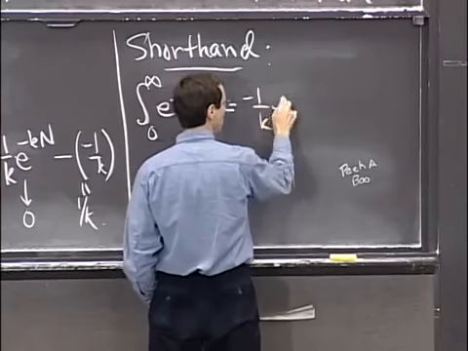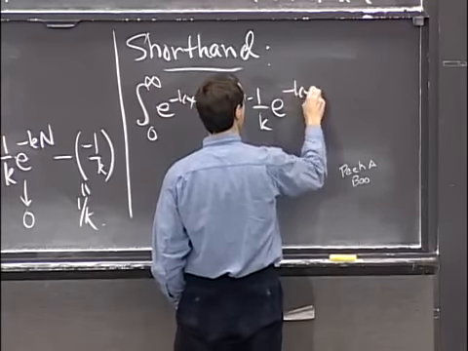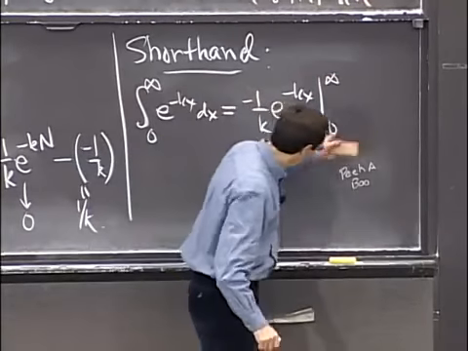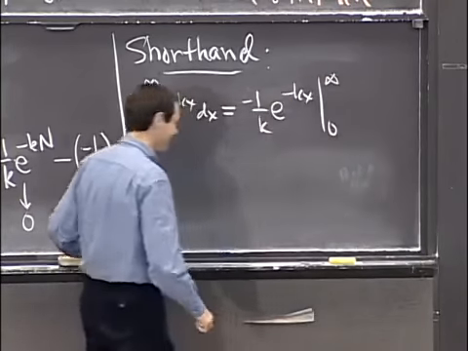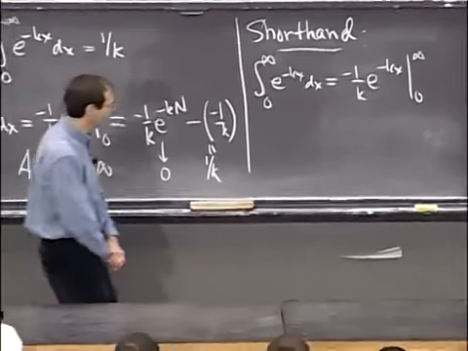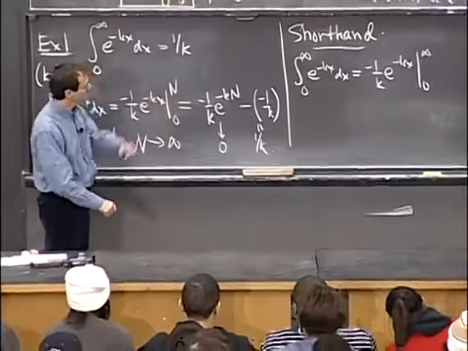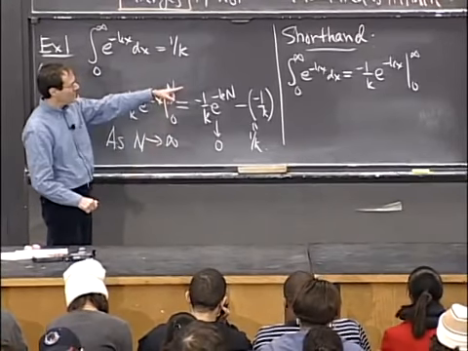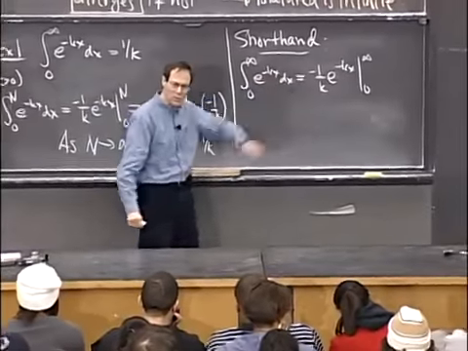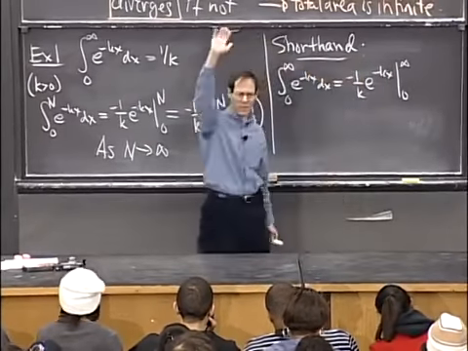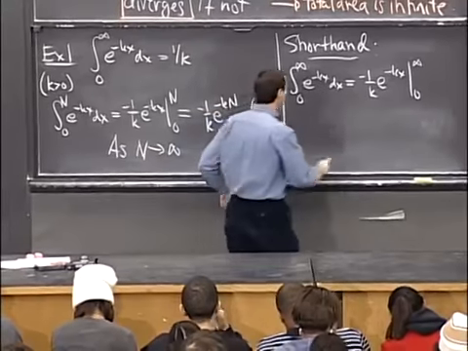minus 1 over k e to the minus kx, from 0 to infinity. That was cute. Not small enough, however. Okay, well, all right, so here we are. We have the same calculations we had before, but now we're thinking really in our minds that this infinity is some very, very enormous number. And we're going to plug it in.